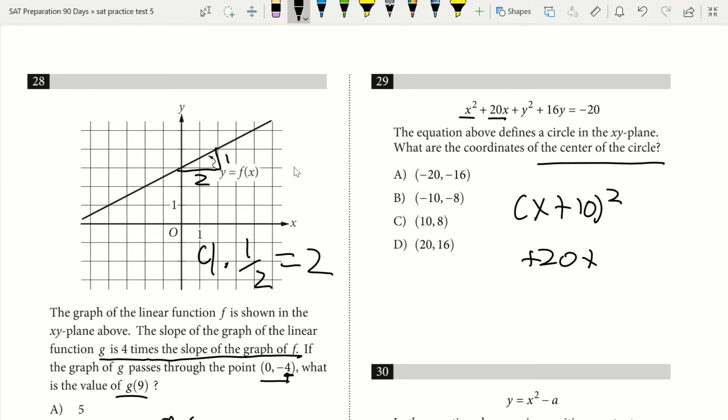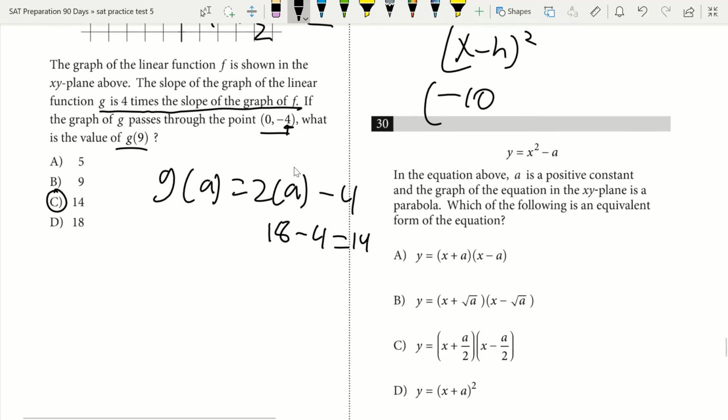So I know that the formula for the center of a circle is x minus h squared for the x coordinate. Since I have a plus 10 here, I know my x coordinate of my center is going to have to be negative 10. I see the only option with that is B, so my answer for 29 is going to have to be B.